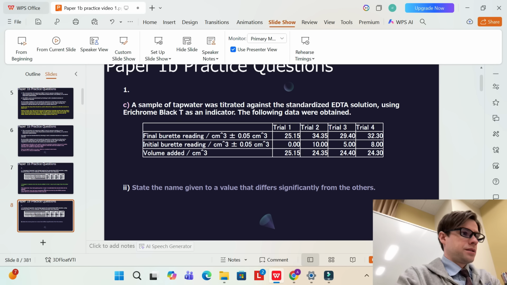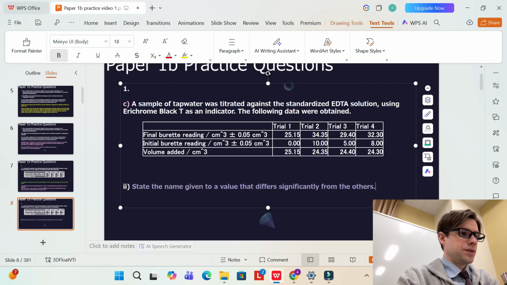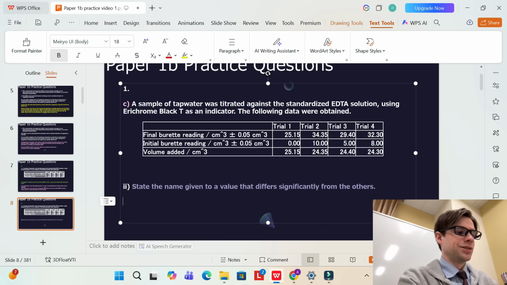All right, so same data here, part 2: state the name given to a value that differs significantly from the others. This is kind of a statistical name, but you need to know it's called an outlier.